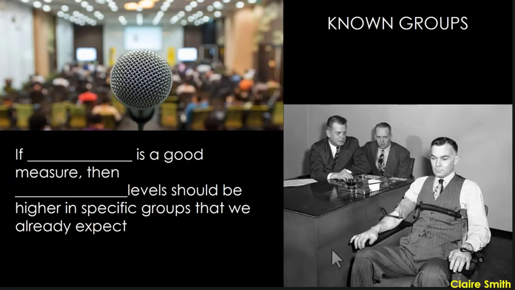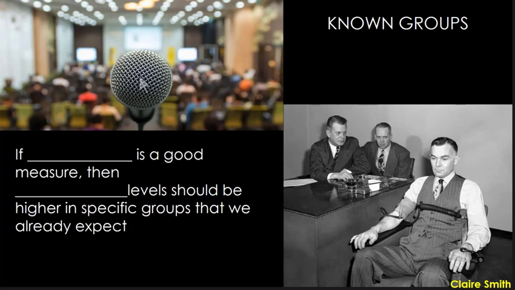We can also use something known as the known groups paradigm, where we look at criterion validity with things that we already know is going to happen. So if whatever we're looking at is a good measure, then we know levels of something should be higher in a specific group that we already expect it to be. So for example, public speaking. We know public speaking causes anxiety, right? Just a natural thing. And we're trying to figure out, okay, we want to use cortisol to measure anxiety. How do we know that that's a good measure of anxiety?